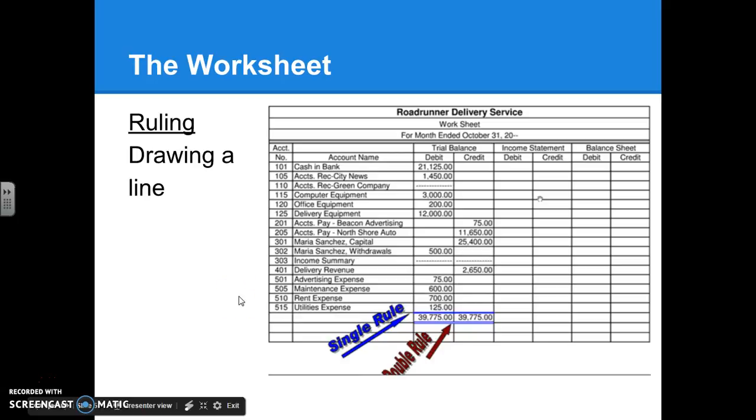Okay, here's an example of a worksheet. Let's go through the process. We have all the accounts listed here, their numbers and account titles. Then in the trial balance portion, we are going to list all of our debit side balance accounts and then all of our credit side balance accounts. Now we are going to prove it. A single rule in any accounting document indicates a calculation will take place below it, and then a double rule indicates that the calculation is complete. Based on this example, we can see that the trial balance is correct, and we can now move on to transferring our accounts over to the proper columns.